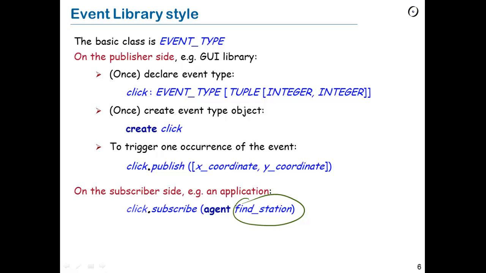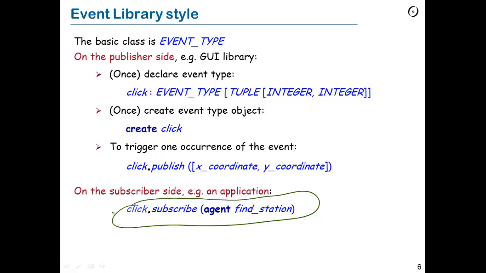So what does it mean? Well, click is the event type. So when I say click.subscribe, I'm saying I'm interested in your events, you there. I want to subscribe to them, and what do I subscribe? Well, I subscribe one of my routines. So agent find station, and this is our first direct encounter with the mechanism introduced in this lecture, agents. Agent find station means an object that essentially represents the routine find station. That's what it is. So click.subscribe of agent find station means, hey you, event type click, I'm interested in you, and whenever an event of your type occurs, I want to execute my routine find station. That's all. It's very simple. Subscribe a certain operation represented by a routine to a certain event type.